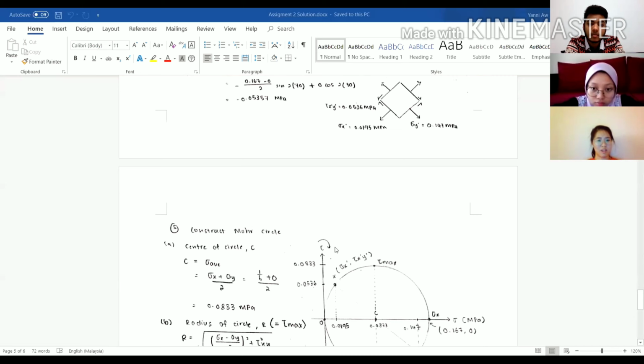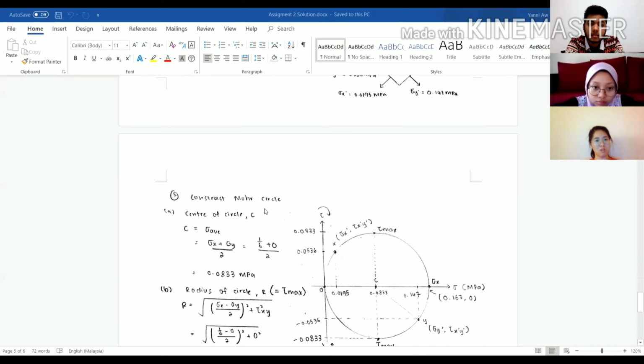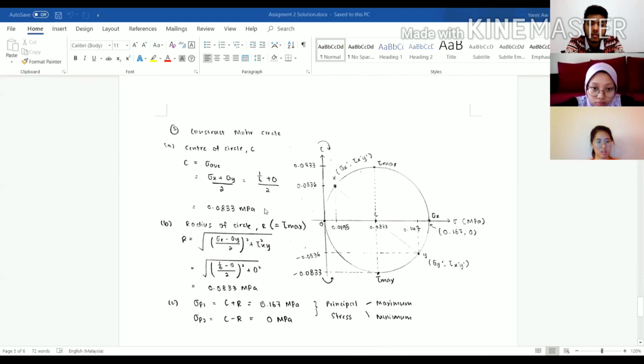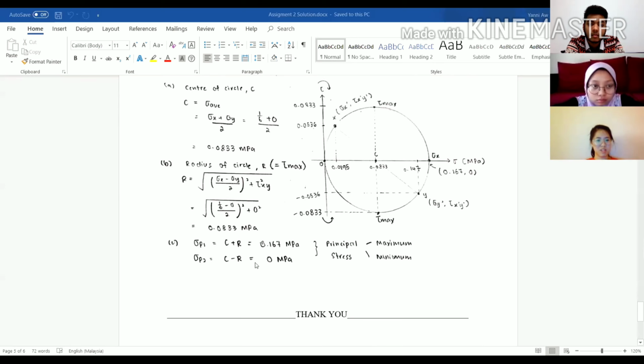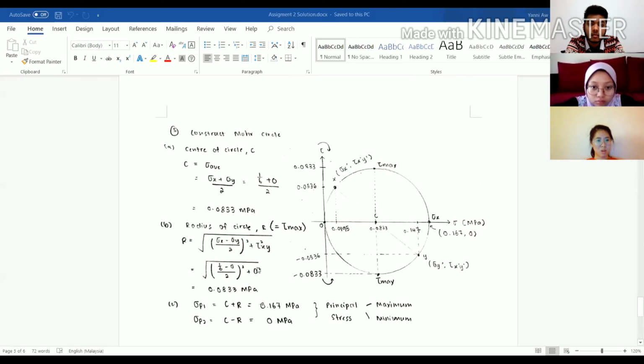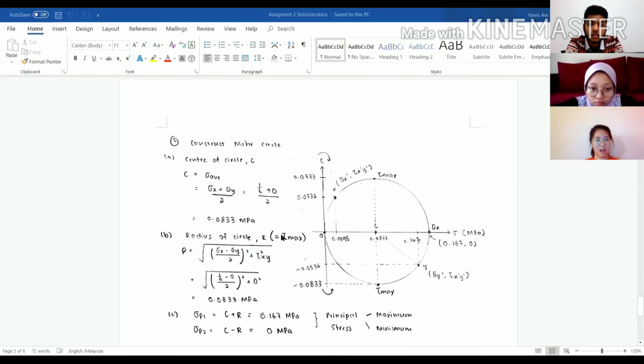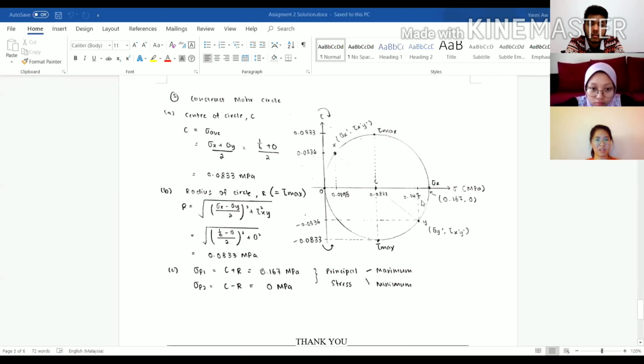And then the last step is to construct the Mohr circle. Before constructing the Mohr circle, we can find some information for constructing the circle, which is the center of the circle, the radius, and the principal stress by using this formula that we have learned before. So by substituting the values inside, we can use the values to construct the Mohr circle.